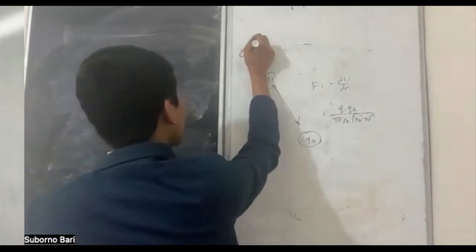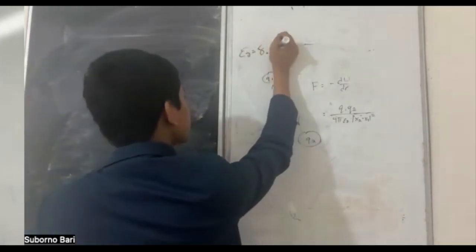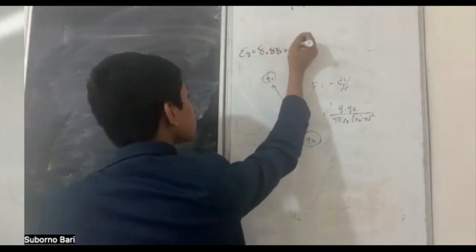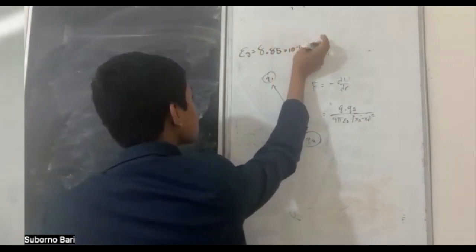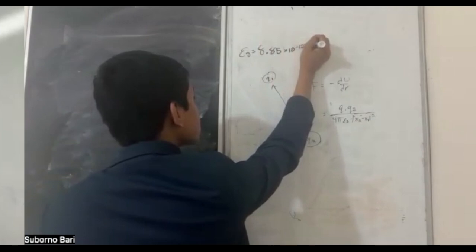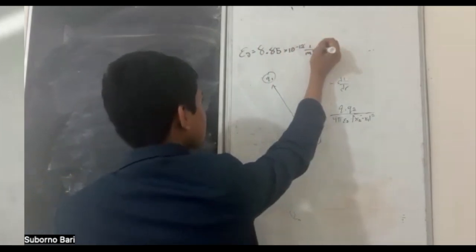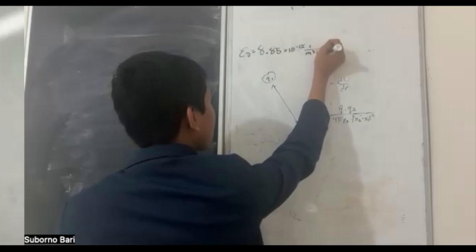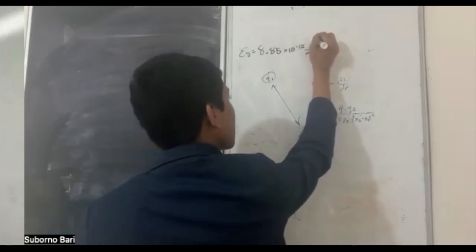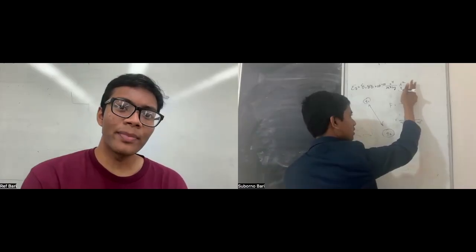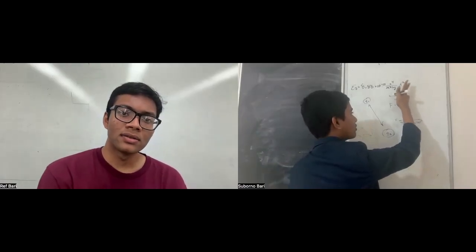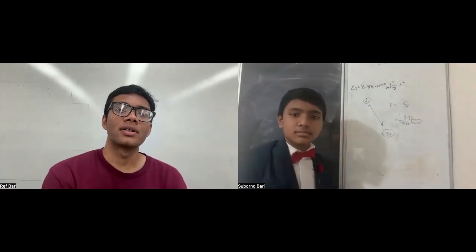8.85 times 10 raised to negative 12, 1 over cubic meter, 1 over kilogram, second to the 4, and A to the 2. Ampere, current. Amps. Okay, great.